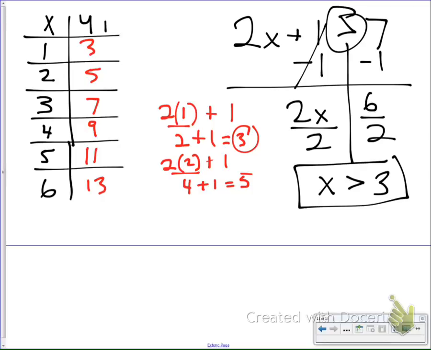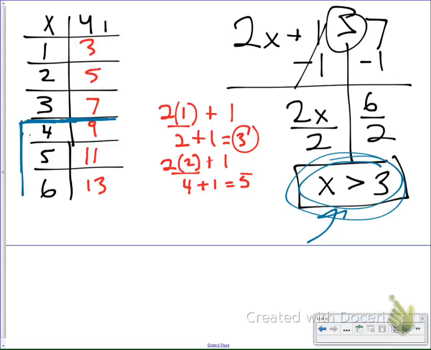Now, since this is an inequality, there is more than one solution to this inequality, right? I want all my solutions where x is greater than 3. Now, if it's greater than 3, it doesn't include 3. So I'm going to draw a line right above the first solution that is included, which is 4, because over here it says that x has to be greater than 3, not including. All numbers that are greater than 3 are going to be included in my solution. So now what our table does is it shows us that this is true.